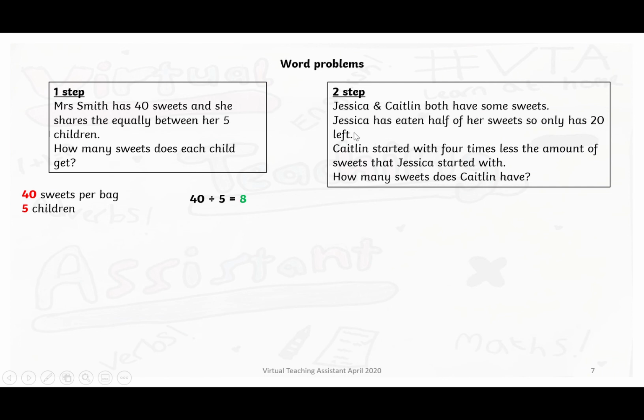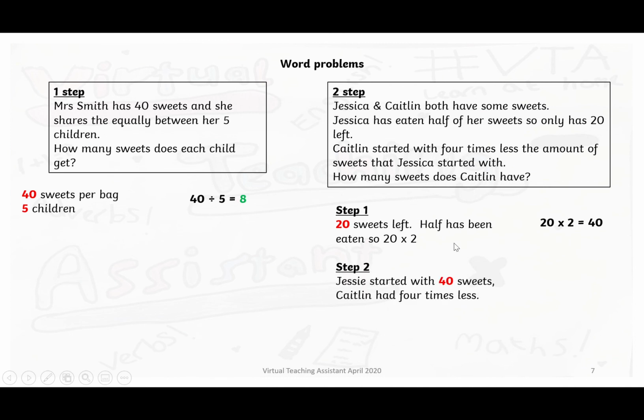So the first thing I need to know is how many sweets did Jessica start with? She has 20 sweets left. I know she's eaten half of them. Now if you halve something, you are dividing it between 2. So half has been eaten, so 20 times 2 is 40. So she must have started with 40 sweets. Now, Caitlin has 4 times less. So I need to divide this by 4. So 40 divided by 4 is 10. So Caitlin started with 10 sweets.